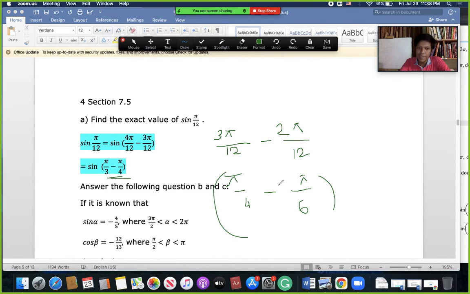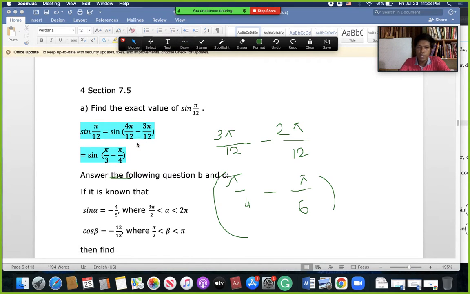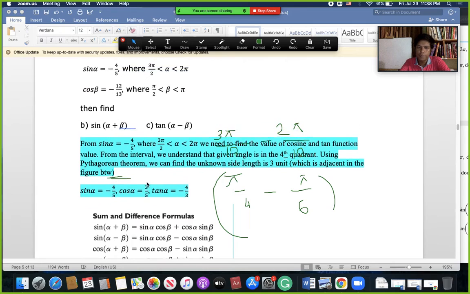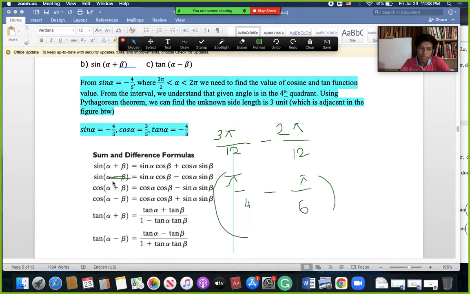In this way, if you want to solve, then we can use the sin alpha minus beta formula. Sin alpha minus beta equals what? We will get our solution. This formula, sin alpha minus beta.